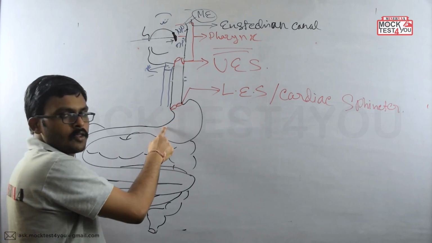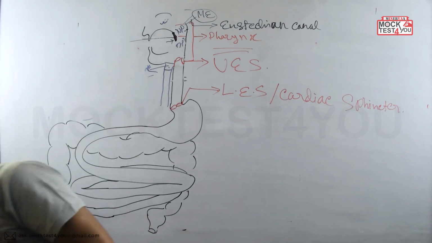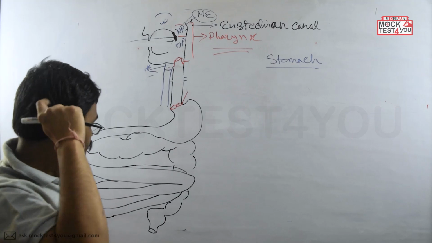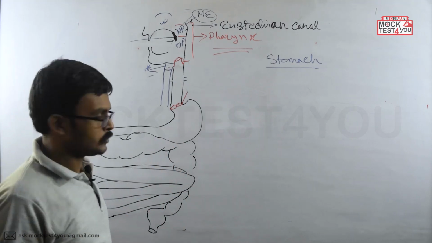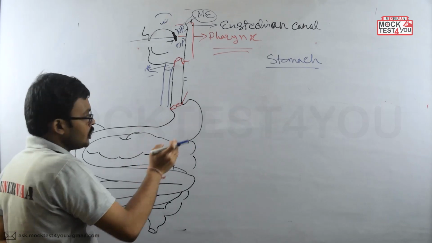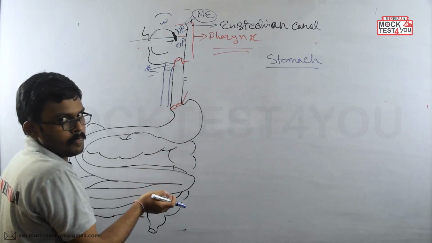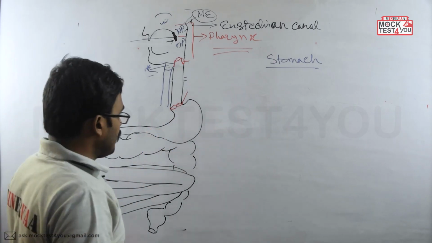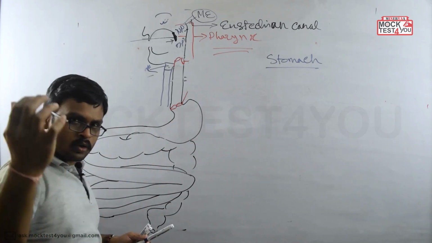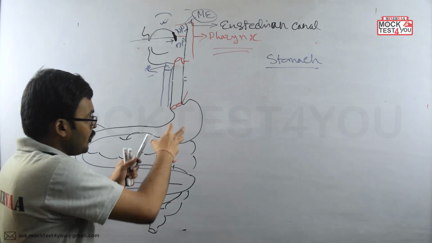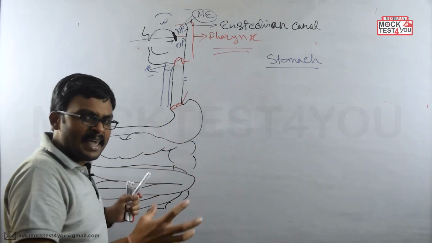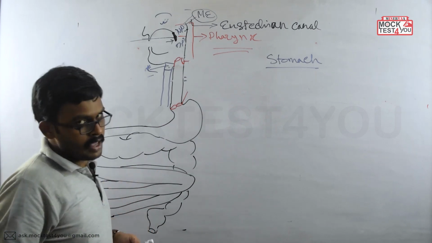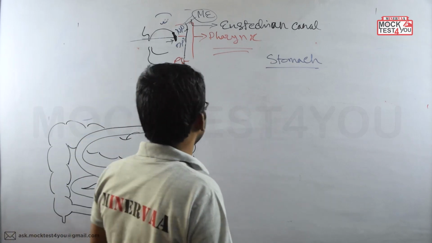Okay, clear? Now the next structure we have to learn is a J-shaped structure. This J-shaped structure is known as what? It is called the stomach. From the outside, you will see two curvatures of the stomach: this is the greater curvature and this is the lesser curvature. Whenever the food is not there, it looks like a fist size only, but whenever it is full of food, its wall can extend very much, around 2 to 3 liters in volume. Okay, clear?